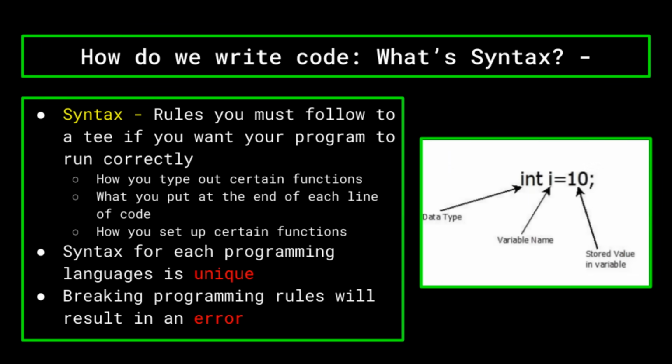Programming grammar is referred to as syntax and is very similar to real-world grammar. Each programming language has its own syntax or rules that you have to follow to a T if you want your program to run correctly, just as if you were speaking in real life. These can be things such as how you type out certain functions, what you put at the end of a line of code, and how you set up certain functions. Each language is unique in its syntax, and while some may share similar rules, all will have some quirk which makes it stand out from the rest.